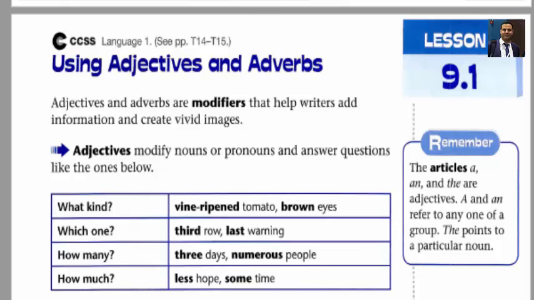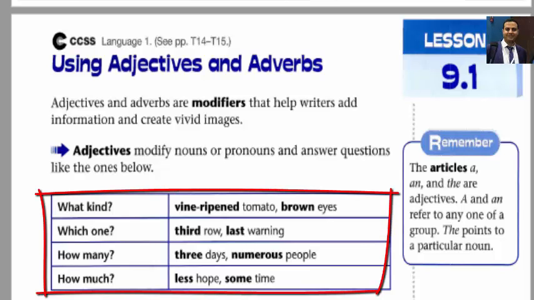Adjectives modify nouns or pronouns and answer questions like the ones below here. Vine ripened tomatoes. It tells you what kind of tomatoes. It's vine ripened. When you say brown eyes, the word brown tells you what kind of eyes. In the other example here, third row, it tells you which row. It's the third one. And which warning? It's the last one. So words like last and third, they tell you which one.